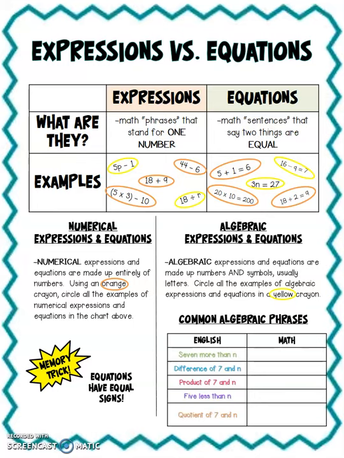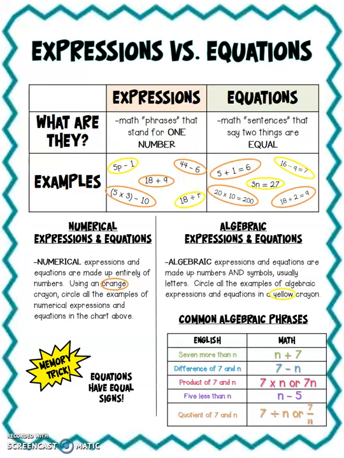And there are some common phrases that you see. 7 more than n would be adding 7 items to a mystery letter n. The difference of 7 and n would be a subtraction problem. The product of 7 and n could be written as 7 times n, or if you see a number right next to a letter, kind of like 3n equals 27, that's a signal that you're multiplying. 5 less than n would be another subtraction example, and the quotient of 7 and n would be a division problem or written as a fraction.